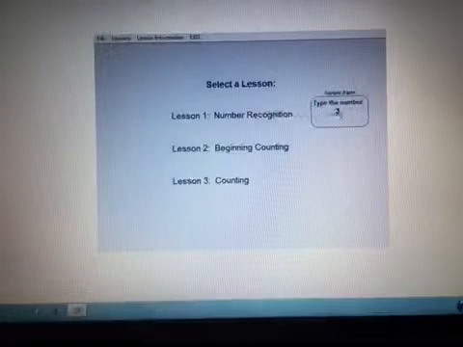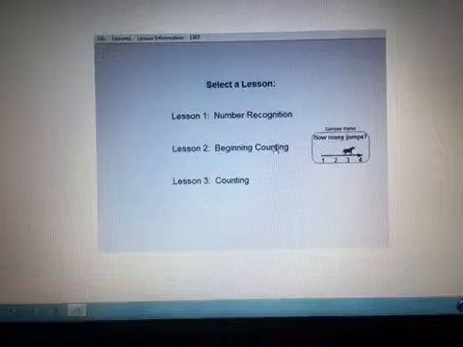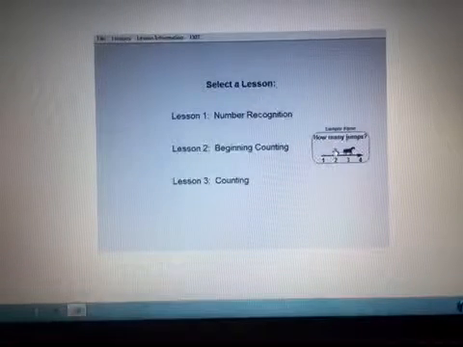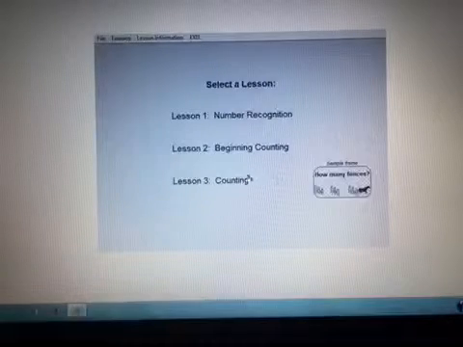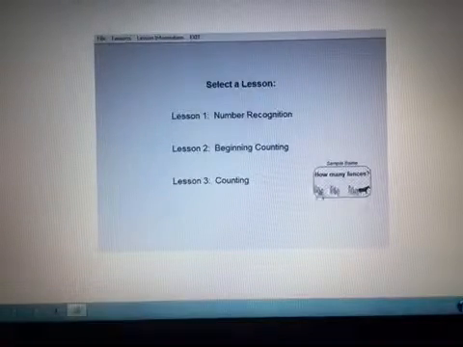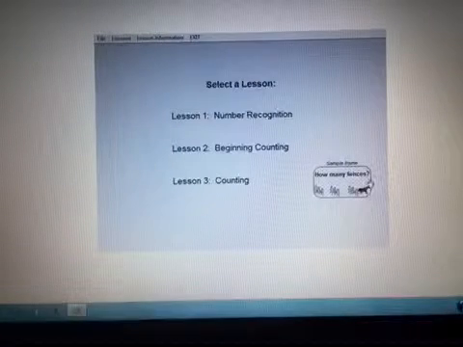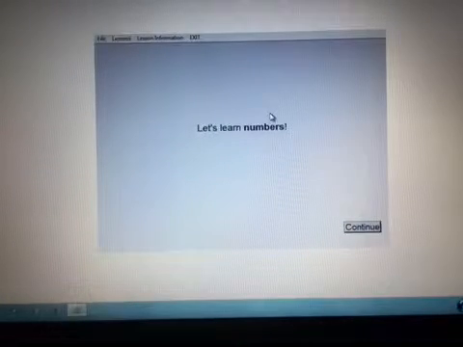And we have our little thumbnails over here that demonstrate what the concept is, the objective is. How many jumps, and then without the number reinforcement, we want them to be counting. Let's learn numbers.